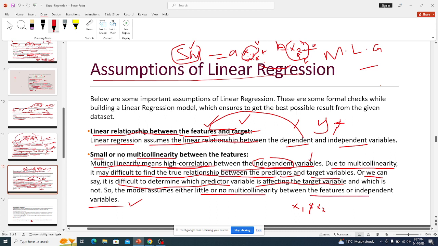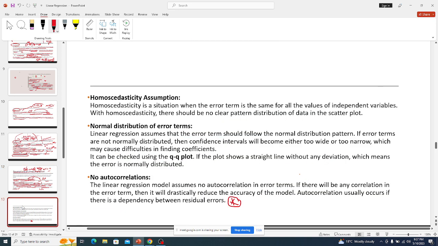This is the second assumption. That is, we should have little or no multicollinearity, or no correlation between what? No correlation between the independent variables. And then we have the homoscedasticity assumption. For the homoscedasticity assumption, we are talking of the error terms.